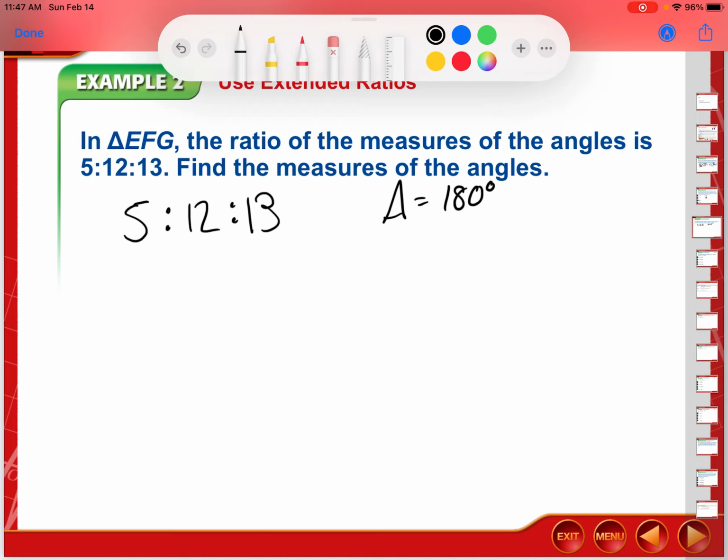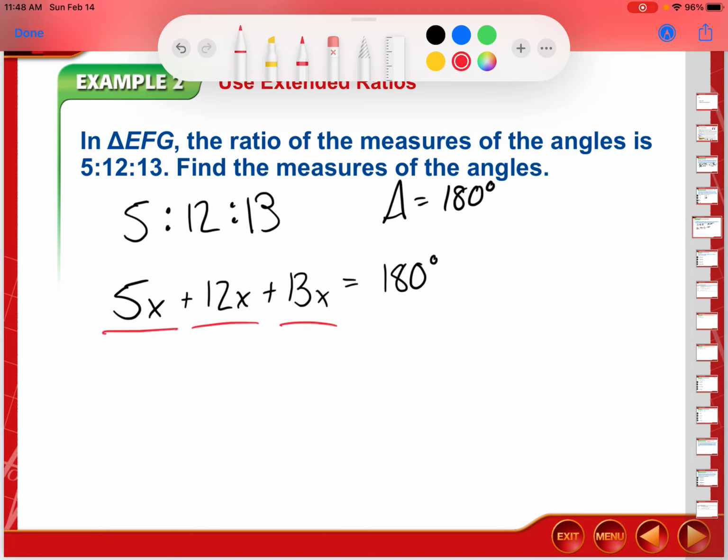So how we would go about solving this is we would say, okay, we have 5x plus 12x plus 13x equals 180 degrees. Now, each of these individual terms represents a different angle, just like up here in this ratio, they represent an individual angle. So now to solve this, we would of course add all these up. We would get 30x equals 180. We would find out that x equals 6.